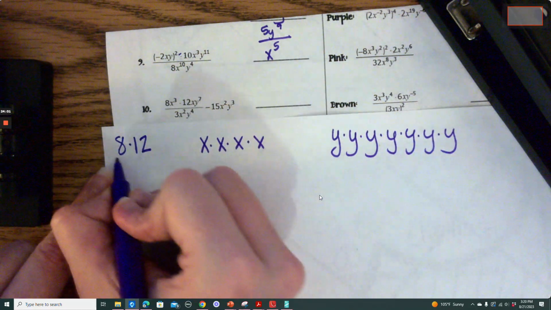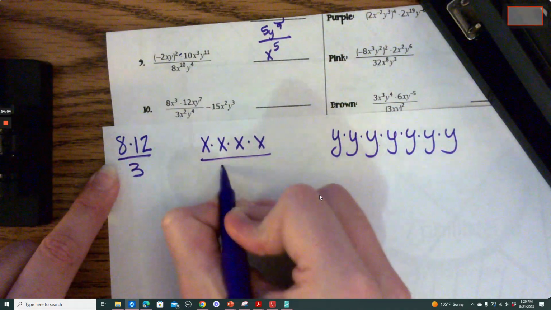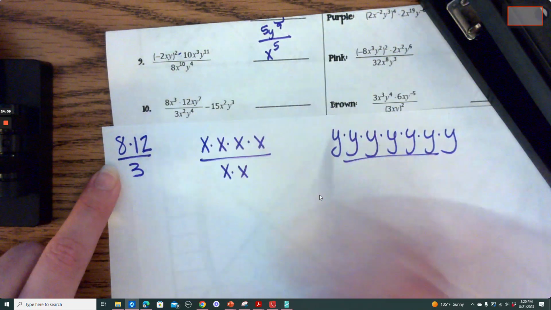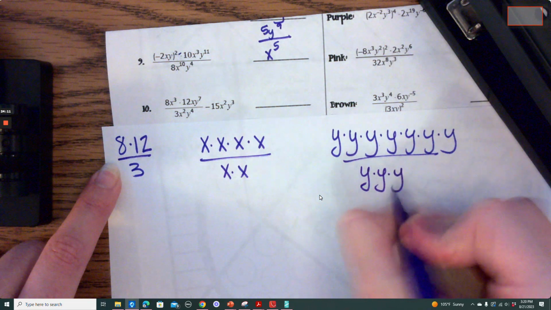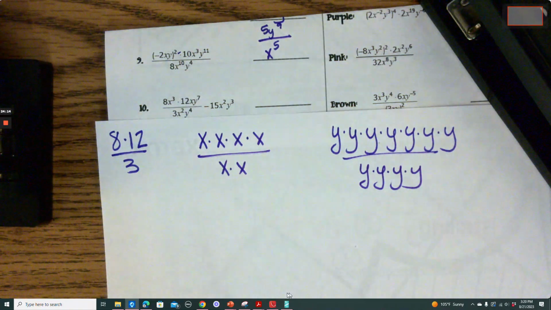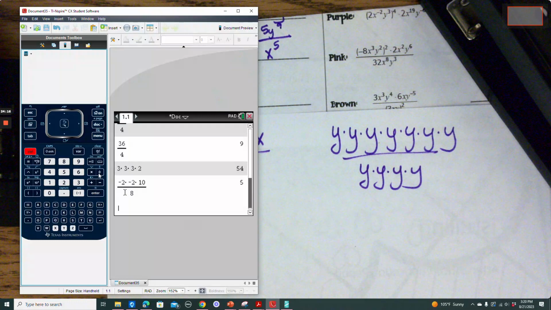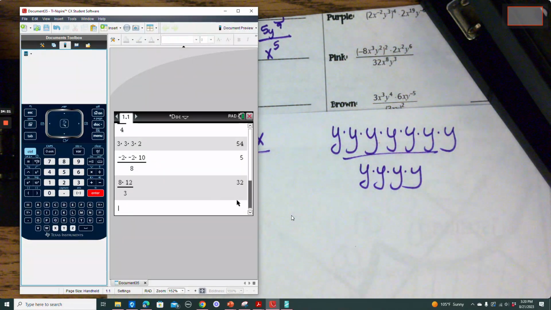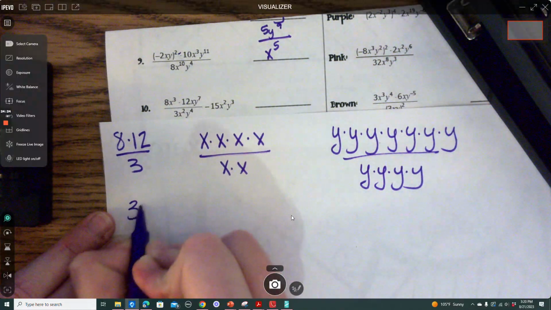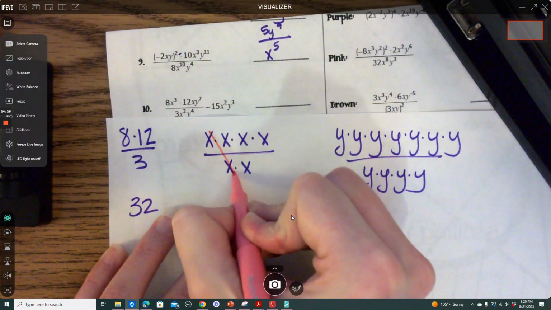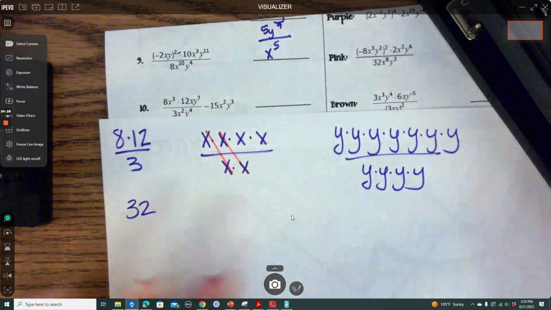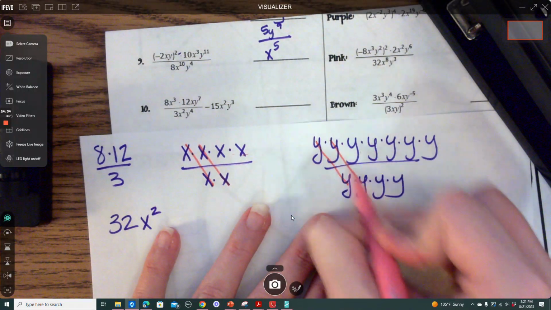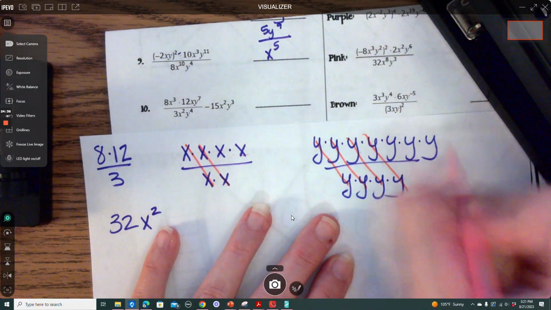I got a 3 on the bottom. X squared, so 2 x's. Again, I'm not looking at this piece yet. And then 4 y's. 1, 2, 3, 4. So 8 times 12 over 3. 8 times 12 over 3 is 32. Okay. This cancels, this cancels. I've got 2 x's on top. So x squared. Cancels, cancels, cancels, cancels. 3 y's on top.